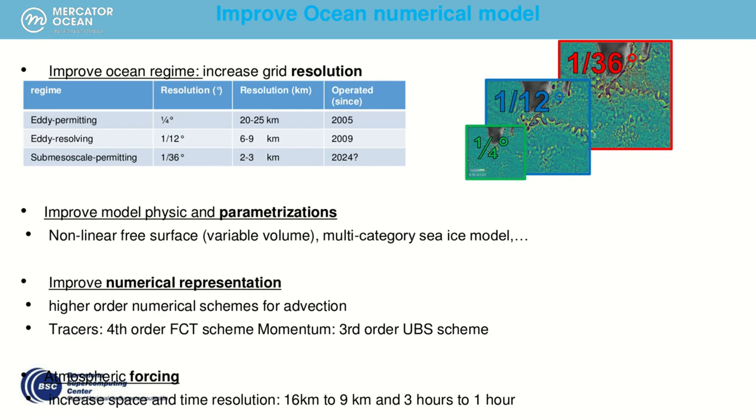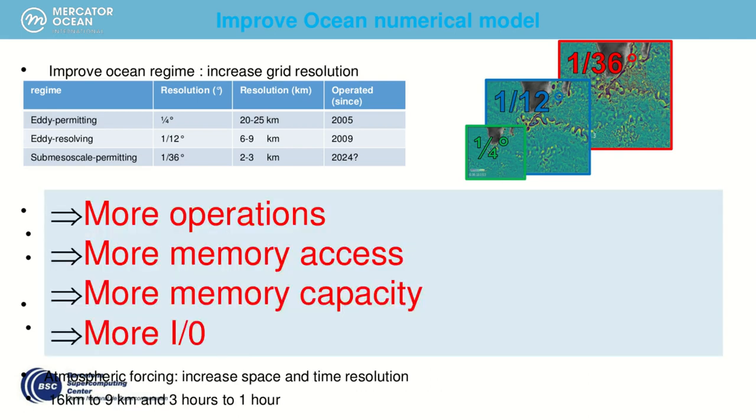But it's not only to increase the resolution and increase the model capability to run this resolution. You also have to improve the model itself, to improve the physics, the parameterizations, and improve the numerical representation of the model. Include higher order schemes for advection and so on. And also it's important when you run the model standalone and you don't have a coupled model, you need to introduce the atmospheric fields during runtime. This is what we call atmospheric forcing. So increasing the space and time resolution of this forcing is of course beneficial, because it's the same as in the coupled system, increasing the resolution of the atmospheric component.